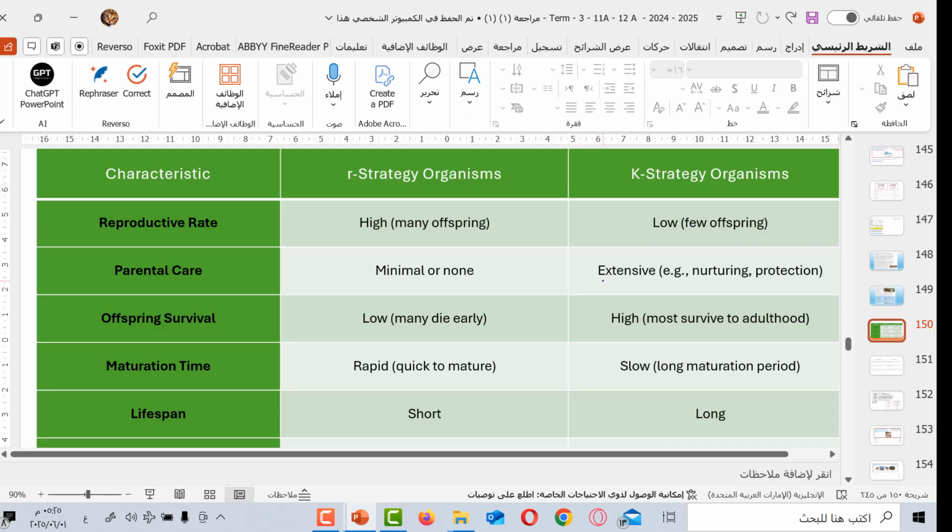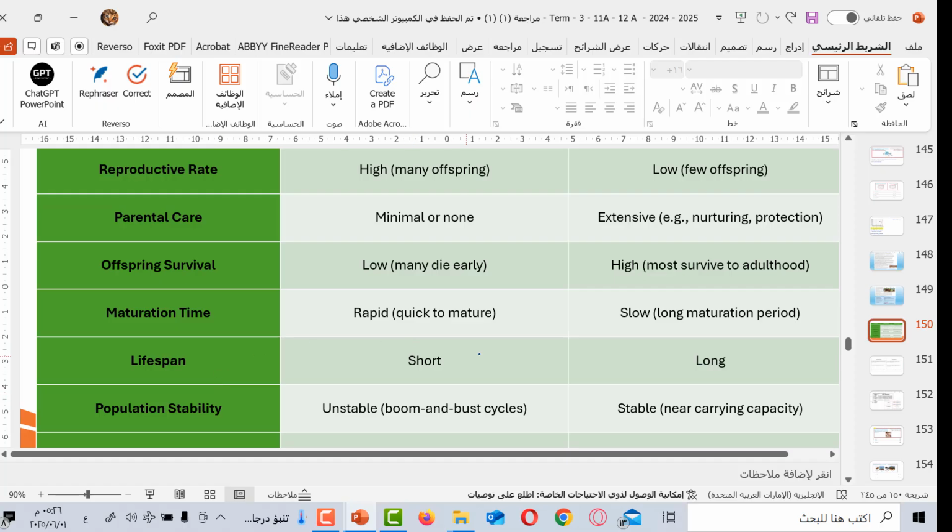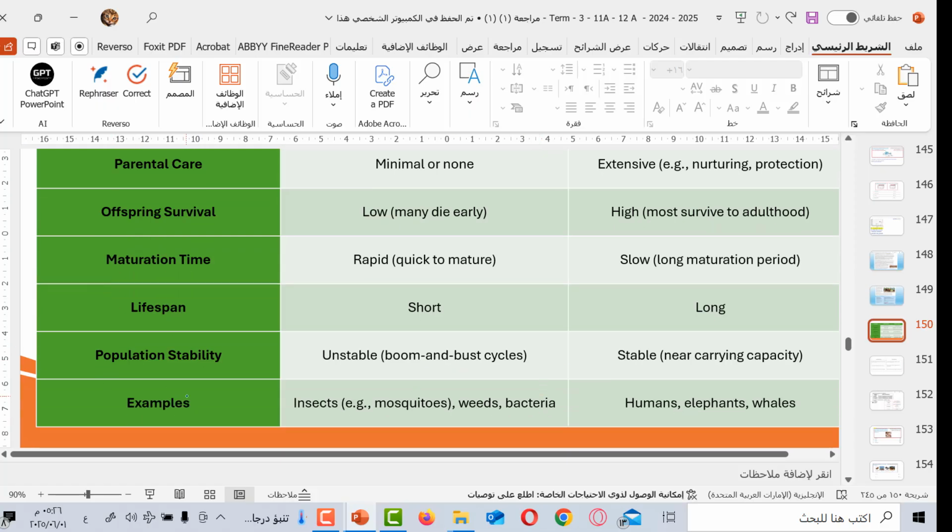لكن هنا extensive طبعا بيبقى كبير جدا. بالنسبة للـoffspring survival، اللي بينتج أو اللي بينجو، طبعا هنا مفيش اعتناء، فبالتالي بيكون عدد قليل. هنا high، أوكي. الـmaturation time، وقت البلوغ عقبال ما ينضج ويستطيع أن يخلف أمثاله، طبعا rapid هنا بيبقى عالي جدا، هنا بيبقى slow. هنا الـlife span، معدل دورة الحياة، بيبقى short جدا، هنا بيبقى long. الـpopulation stability، اللي هي الثبات، بيبقى unstable، لكن ده بيبقى stable، بيبقى nearing carrying capacity. بعد كده في عندنا الـexamples، insects زي الحشرات، هنا الـhuman، elephant، whale، like that.